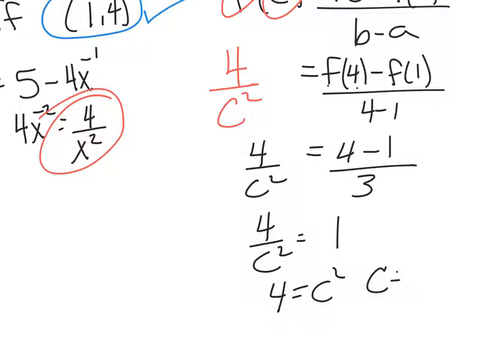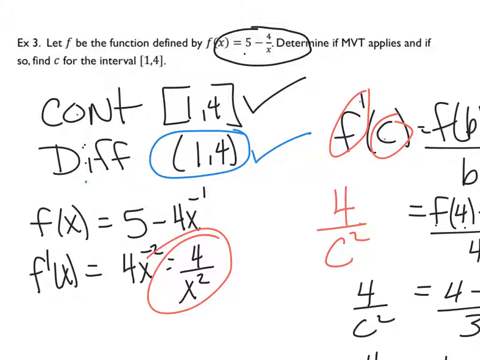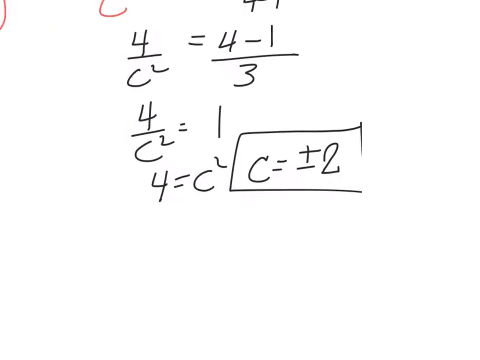C equals, now don't fall into this bear trap, how many answers do you get? You should get plus and minus 2. Now here's the catch. Your answer has to fall, if you look back at your definition, in between these endpoints. It cannot happen at 1 and it cannot happen at 4. So am I going to keep both these answers?